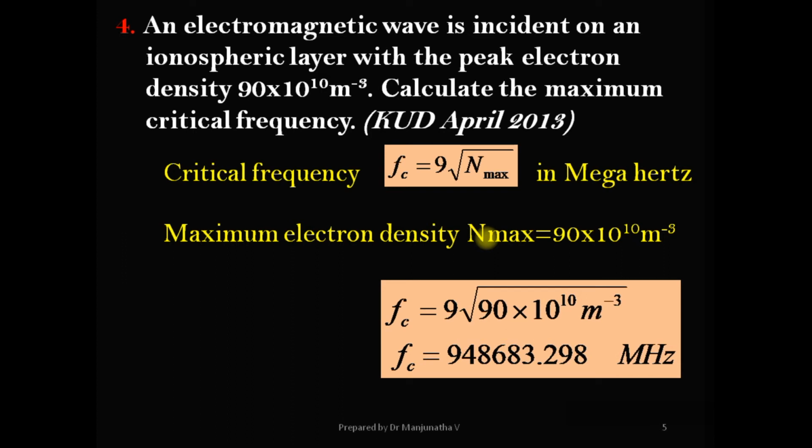Fc is equal to 9 root 90 into 10 to the 10 per meter cube, which is equal to 948683.298 megahertz. So this frequency will be always in megahertz, that is written as it is. This is the critical frequency.